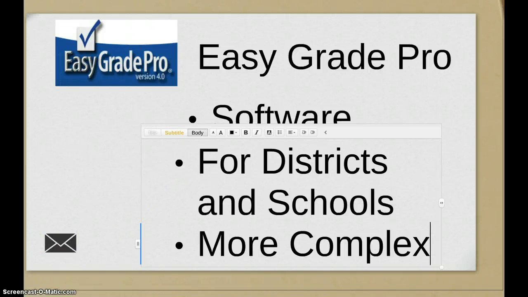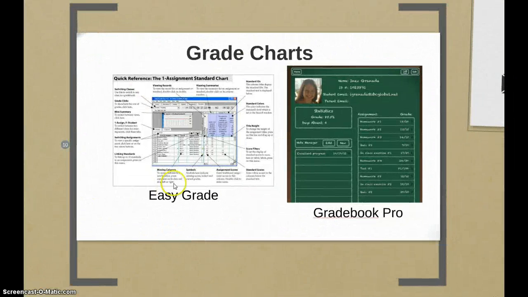So I'm going to go ahead and show you a chart of the side-by-side of these two. So here's the Easy Grade Pro software, and look at it. It looks like an Excel spreadsheet with all of them tallied up. And I mean, you can switch back and forth to assignments. You can link standards to this. It does give you a mini summary.